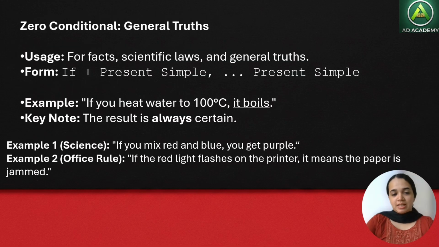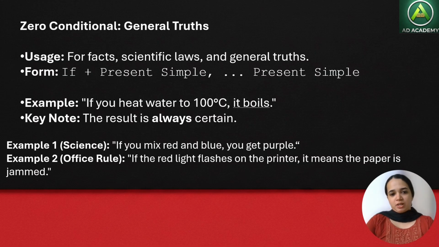The first condition is the zero conditional, otherwise called general truth. Earth is rotating, we all know that. That's a general truth. The sun rises in the east. The first one is zero conditional, general truth. There can also be habitual actions, so you can use it in this sentence. Zero conditional is for facts, scientific laws and general truths. The structure is if plus simple present, and in the independent part you can use the simple present tense. That is the equation-like structure for this.